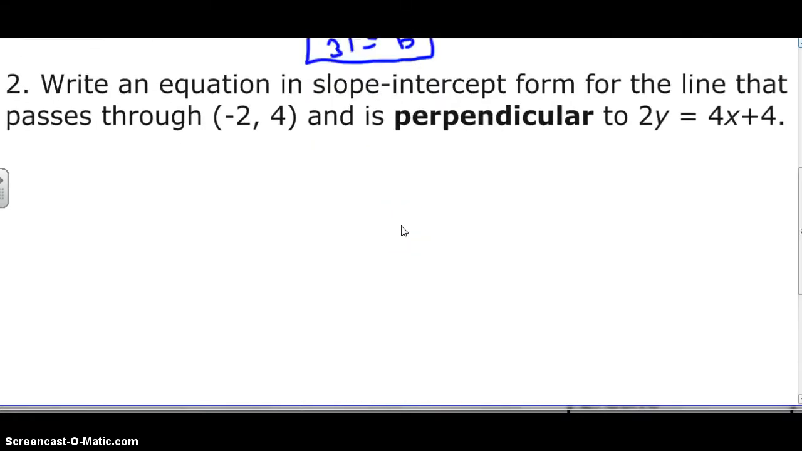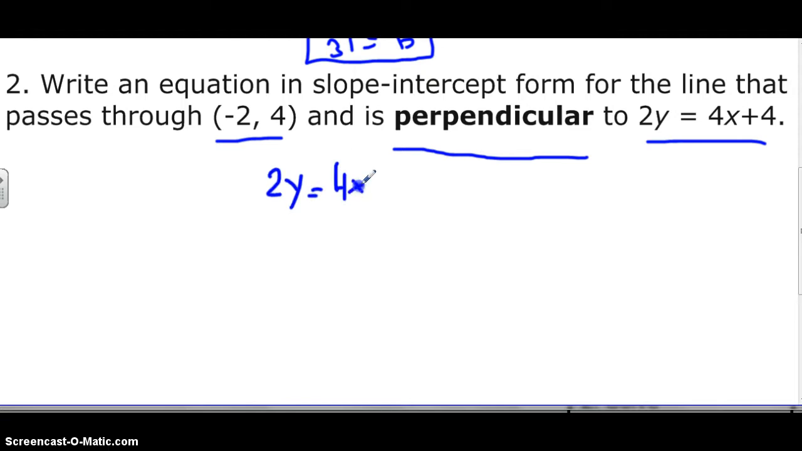The same idea. We want to write the equation of the line that passes through (-2, 4) and is perpendicular to this line. Now, if you look at this, it's not in y equals mx plus b form. So the first thing we have to do before starting is put this into y equals mx plus b form. What we're going to do here is just divide everything by 2. Divide by 2, divide by 2, divide by 2. And we get y equals 2x plus 2. All right, now we can start.